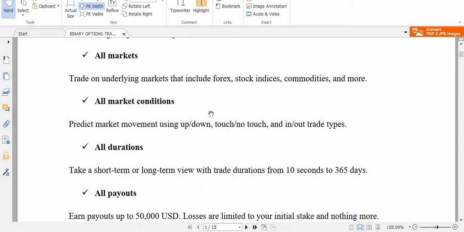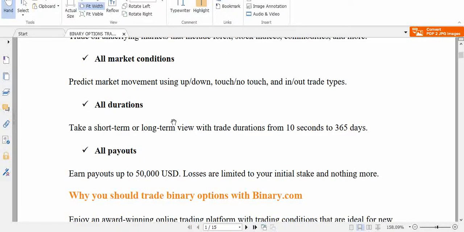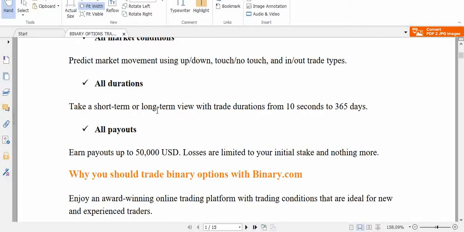For all market conditions, you predict the movement using, for example, up, down, touch, no touch, and in and out trade types. There are so many options that you can choose from. Also all durations, you can do short term or long term view. You can begin with like 10 seconds, we are using seconds, even ticks, days, years, months, and so forth. Then payouts up to 50,000 US dollars.